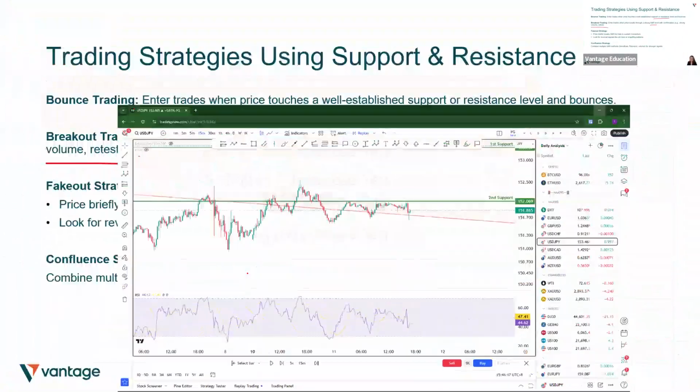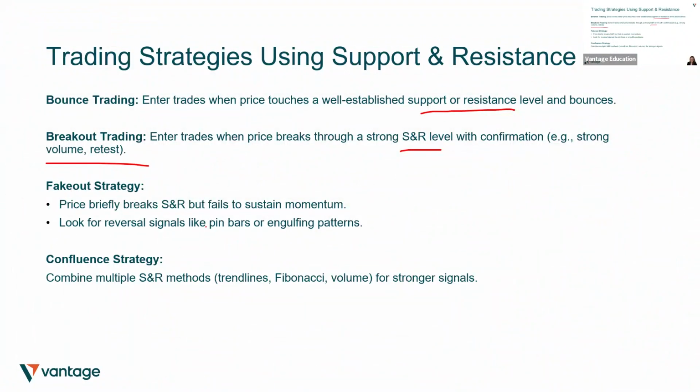Continue. Breakout strategy, I already told you guys. Look for reversal signs: pin bar, engulfing pattern. For a confluence strategy, you can combine multiple tools: SNR, support and resistance, trend line, Fibonacci, and volume for a stronger signal.